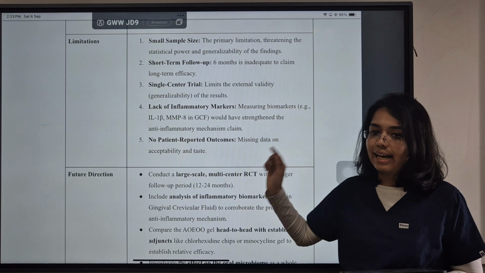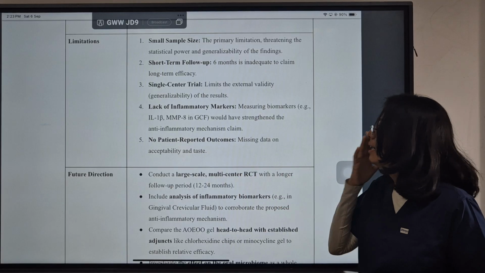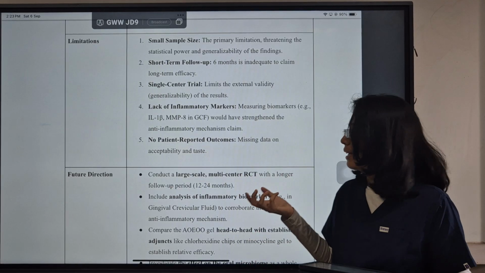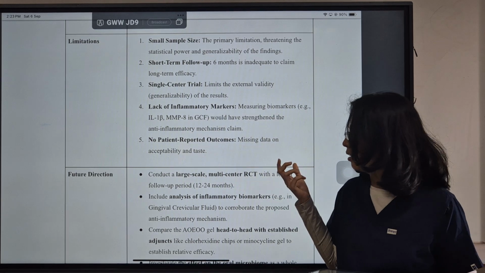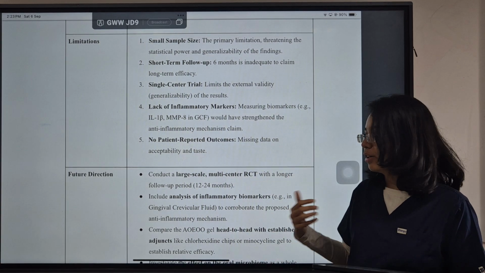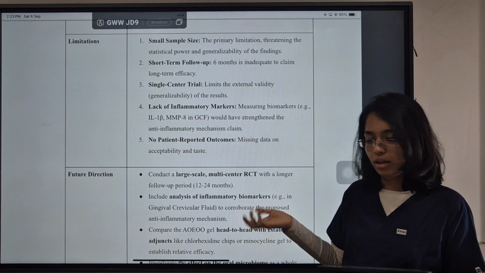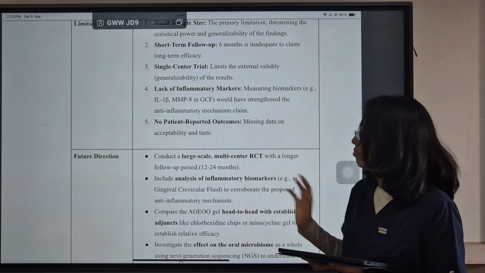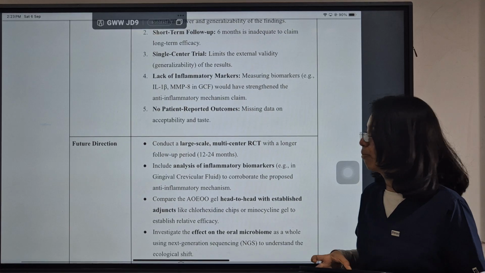Then this study lacks inflammatory biomarkers like interleukins or matrix metalloproteinases in GCF, which are majorly used to study periodontal conditions, and plus this study had no patient-reported outcomes.